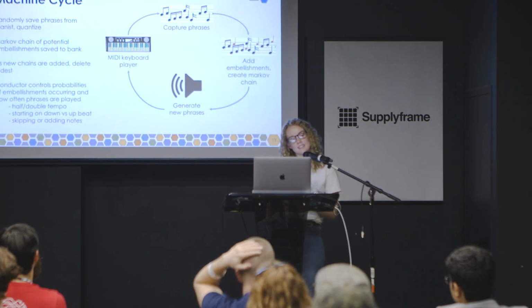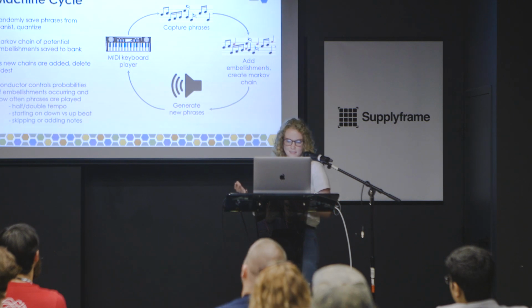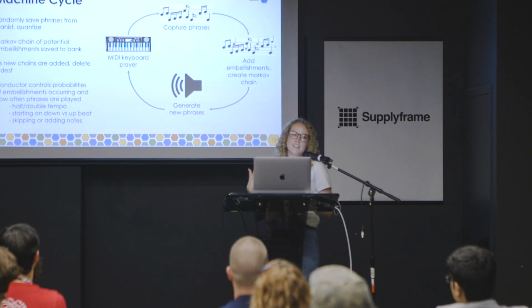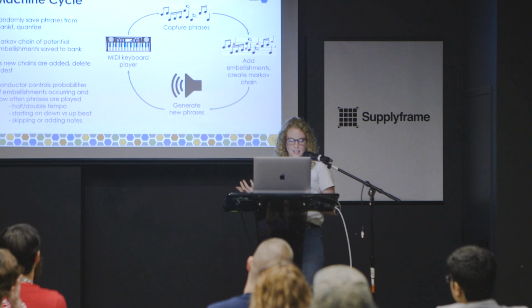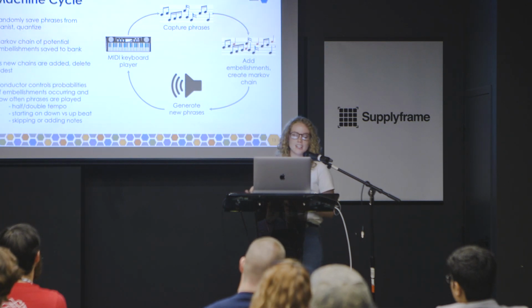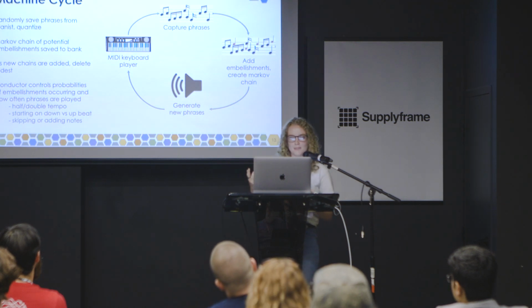So how this piece works is the MIDI keyboard player will be playing phrases and improvising. And as they play, the algorithm is going to randomly grab phrases from them. And then from that phrase, they're going to create a Markov chain. So it's going to add some potential embellishments to their phrase. That'll be maybe notes that could be between jumps, maybe some rhythmic alterations.